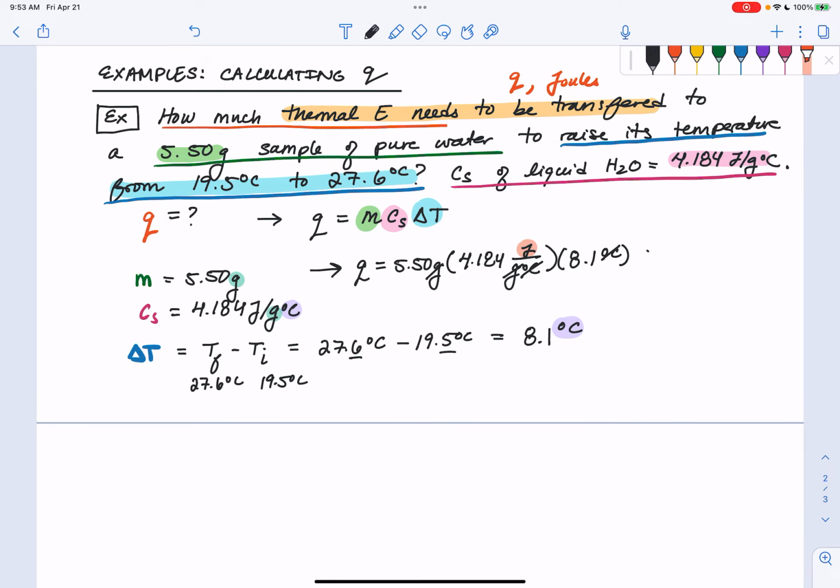So let's go ahead and plug this into our calculators. So 5.50 times my 4.184 times my 8.1. Okay, I don't think I plugged mine in right, so while you guys are pausing or listening to me struggle with a calculator, you should also be plugging this in yourself.